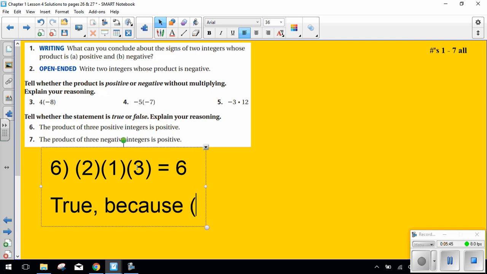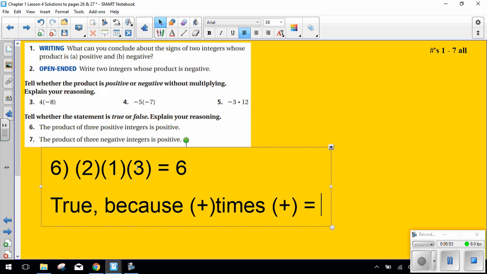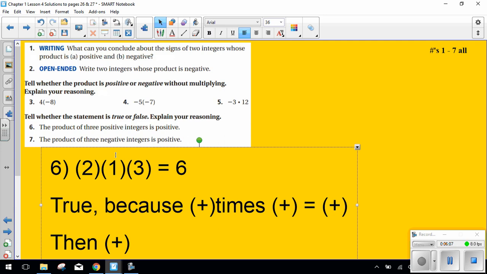Because a positive times a positive equals a positive. So the 2 times 1 would be positive 2, and then positive times this positive 3 here still equals positive. If you want to write this in a more simple version, you can just say all of the numbers are positive.